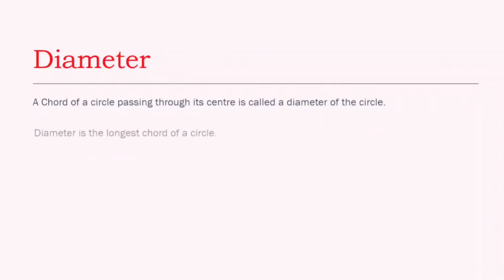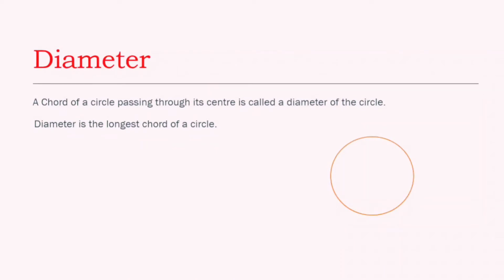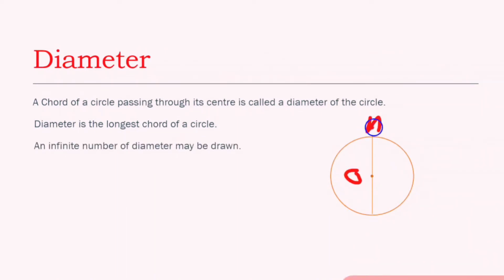Next term is diameter of a circle. A chord of a circle passing through its center is called the diameter of the circle. A diameter is the longest chord of the circle. Now it is a circle, O is the center of the circle. Here O is the center of the circle, AB is the diameter of the circle. An infinite number of diameters may be drawn.